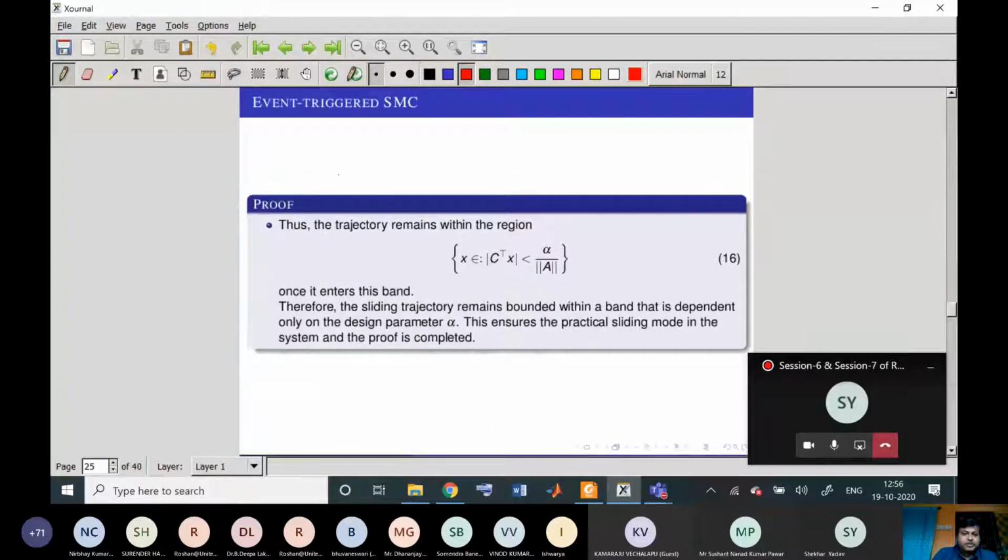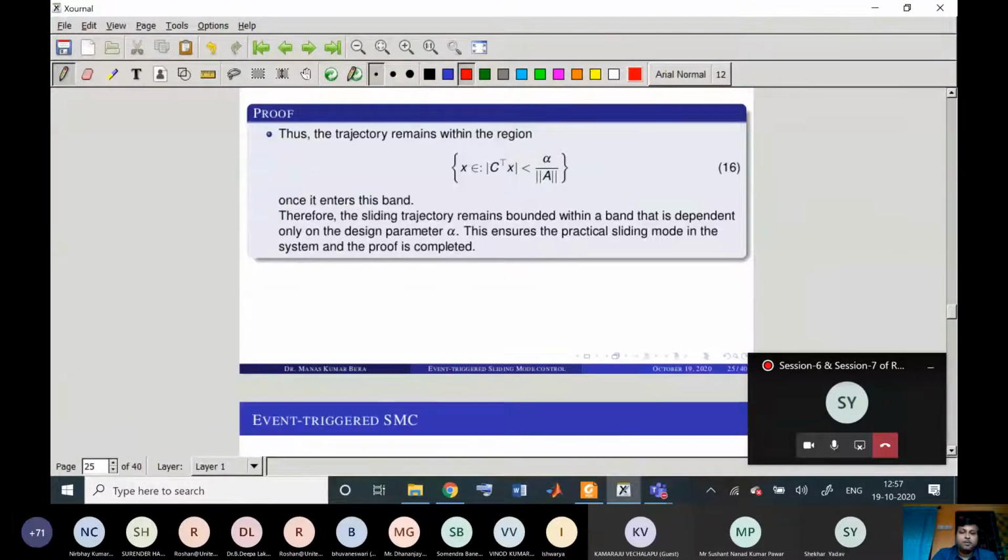Okay, so now the thing is that once the trajectory enters this region, alpha by norm of A, the sliding trajectory remains bounded within a band that is dependent only on the design parameter alpha. This ensures the practical sliding mode in the system, and the proof is now completed.